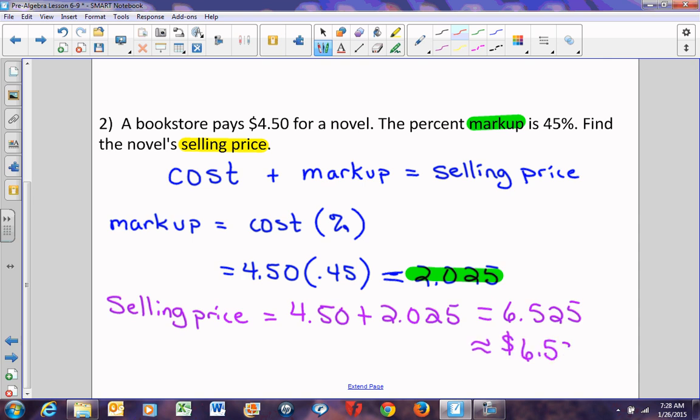Because we don't have 25 thousandths of a cent. So the cost for my book, the novel selling price, will be $6.53, because you always round to the nearest cent. Funny.